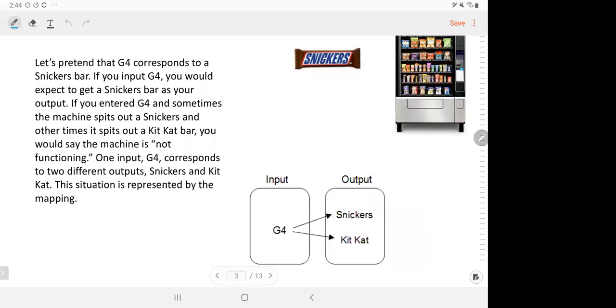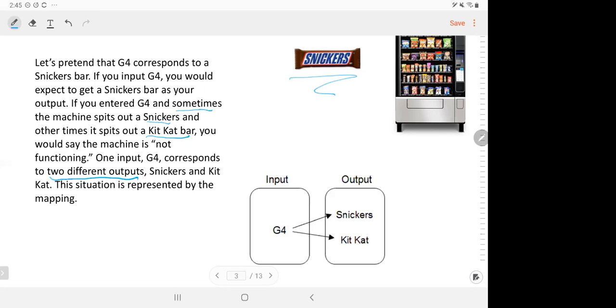In our example, we're actually going to use a Snickers bar. Let's pretend that we put in G4 and it corresponds to a Snickers bar. You would expect that if you entered G4 you would get a Snickers bar, but if sometimes the machine spits out a Snickers bar and other times it spits out a Kit Kat bar, you would say that the machine is not functioning. So one input, our G4, actually corresponds to two different outputs, Snickers and Kit Kat.